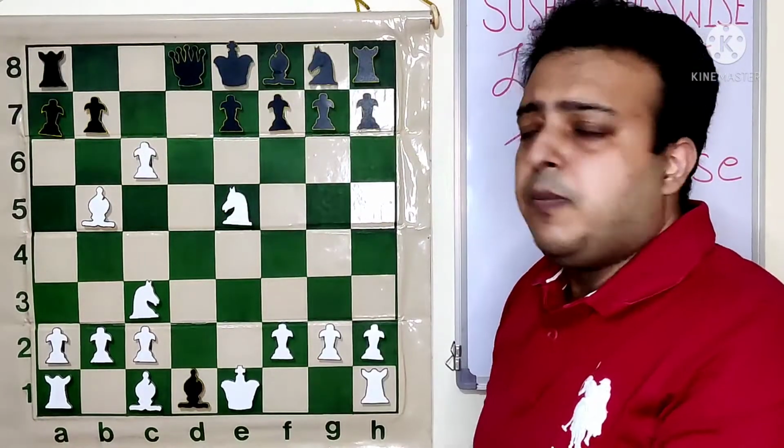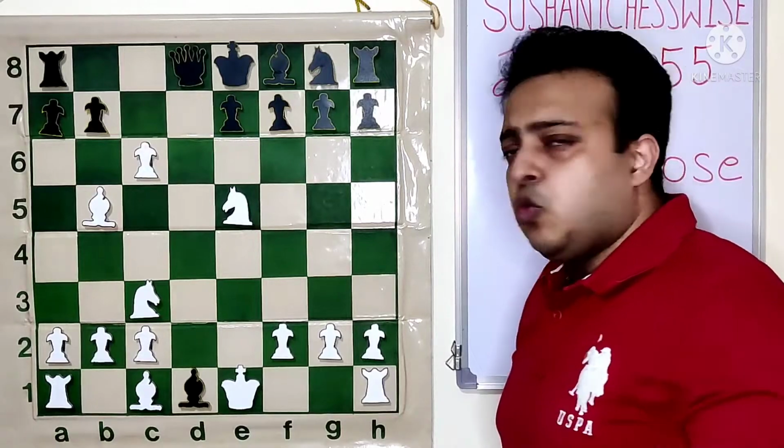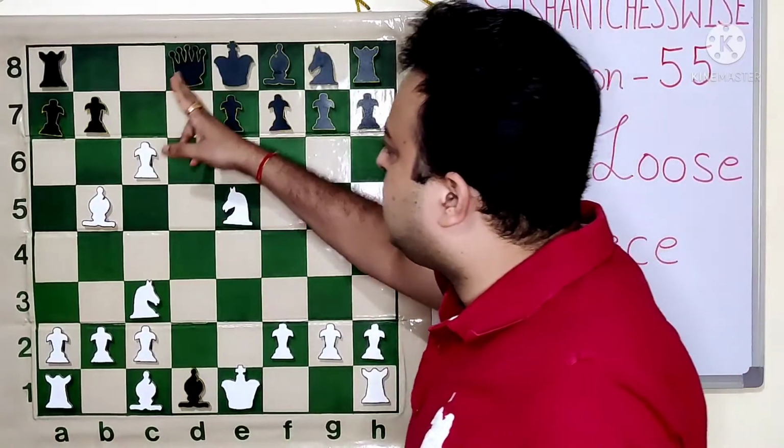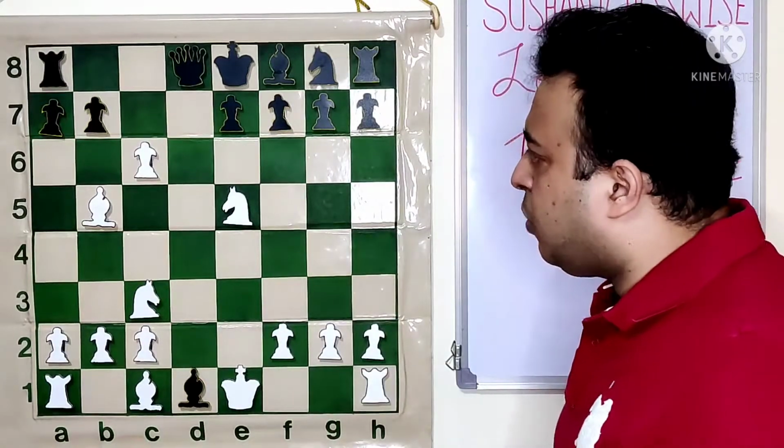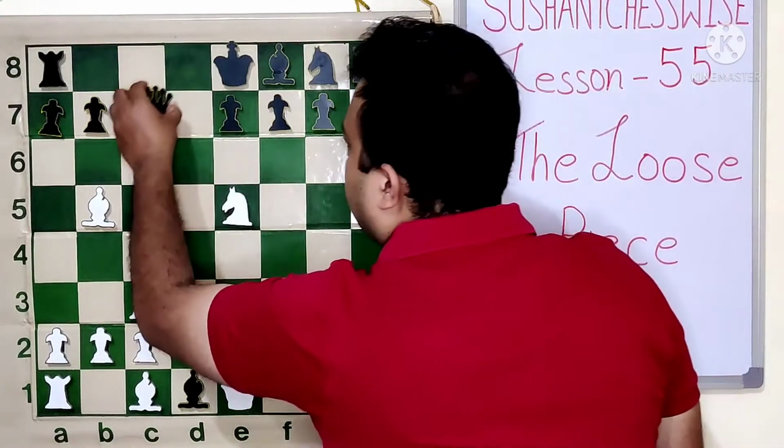So black is basically compelled to move his queen away now. Let's look at all the queen moves. So there is qc7, qb6 and qf5. Let's go into each one of them. So let's start with qc7.